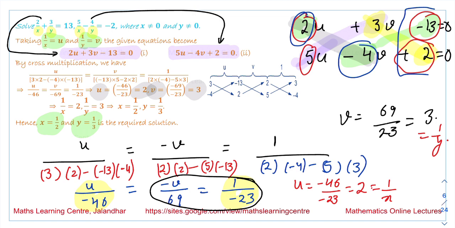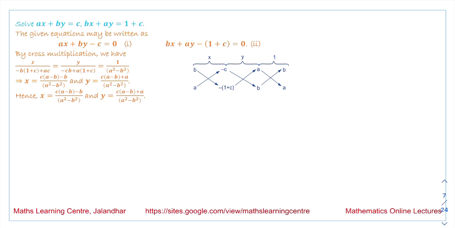Next, we have to solve this equation by the cross multiplication method. If it is not mentioned in the question, you can use any of the methods, but over here we are using the cross multiplication method. So again the equations we have are ax plus by minus c is equal to 0, and bx plus ay minus 1 plus c is equal to 0. You can use this method.